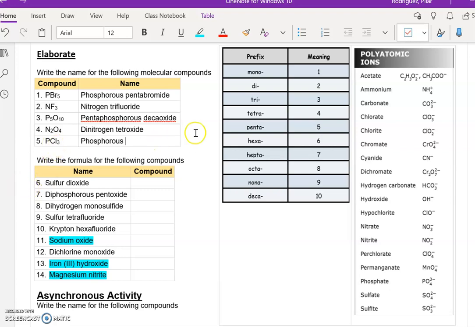And then there's 3 chlorines. 3 is tri, so trichloride. Whoops, there it goes, it ends in IDE. All of them end in IDE.